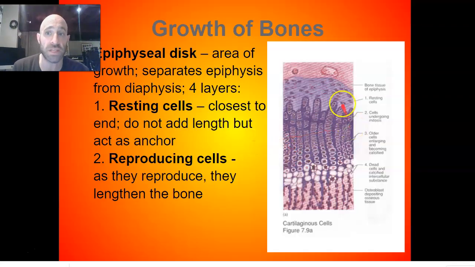So just to review the slide, we have our resting zone up top, which is just made up of hyaline cartilage, and that is anchoring the epiphysis to the diaphysis. And then we have, this is really where the magic happens. This is the part of the bone that actually grows. So this is where the growth is occurring, and the reason why it's happening is because those cells are reproducing very quickly, and that is the zone of proliferation.